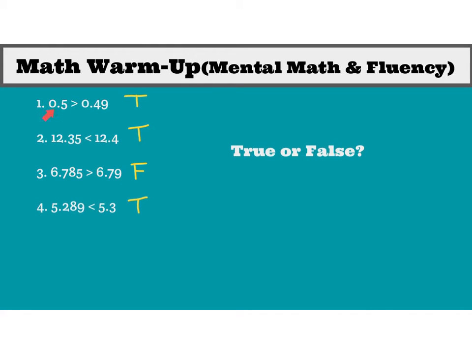So 0 and 5 tenths is greater than 0 and 49 hundredths is true. 12 and 35 hundredths is less than 12 and 4 tenths is also true. 6 and 785 thousandths is greater than 6 and 79 hundredths is false. And 5 and 289 thousandths is less than 5 and 3 tenths, which is true. How'd you do?